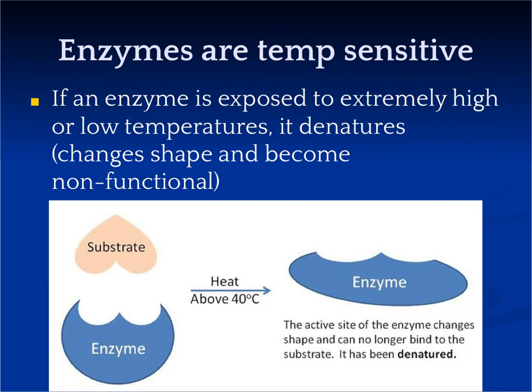Temperature has the same issue. At an optimal temperature, in this example something below the 40-degree mark, you'll notice that the substrate and the enzyme will fit together. If it gets too hot, the enzyme changes shape. You'll notice the active site specifically has changed shape, so it will no longer bind to the substrate. That means it has been denatured and is no longer very functional.